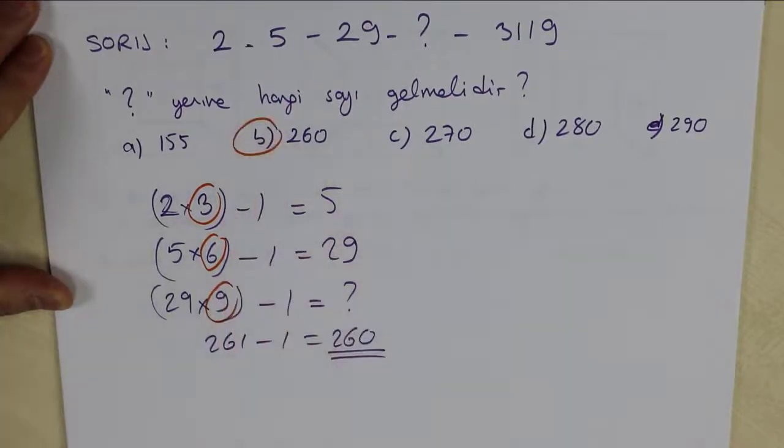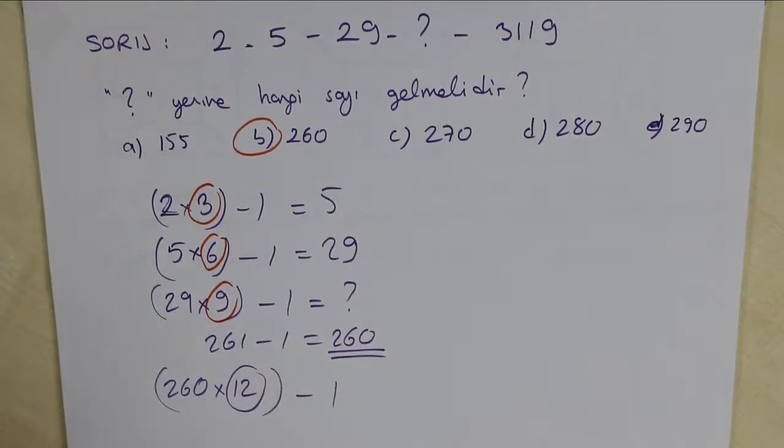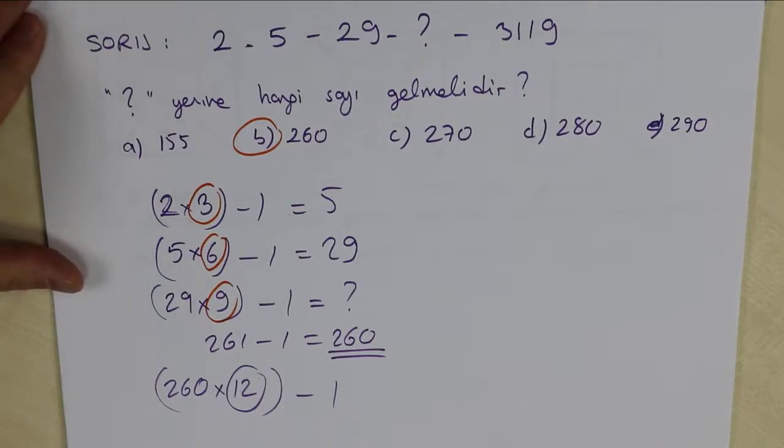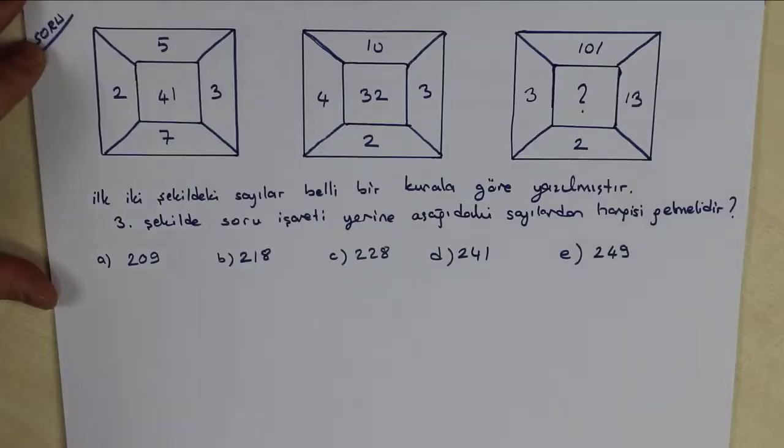So let's try it. 260 times 12, the next sequence, minus 1. So this would work or not? Would it give 3119? Yes, it gives the result. So that means this is the correct rule, and the requested number instead of the question mark is 260. This is the logic of the question.